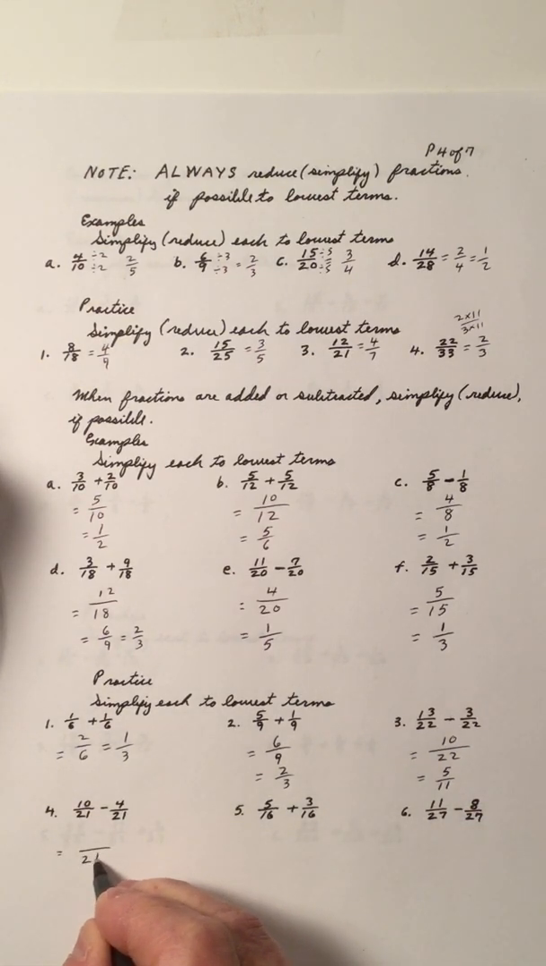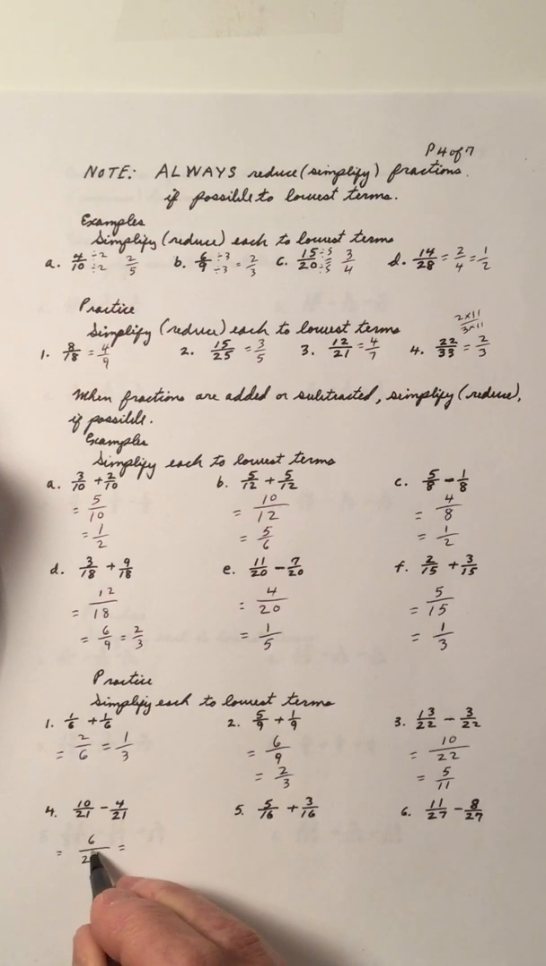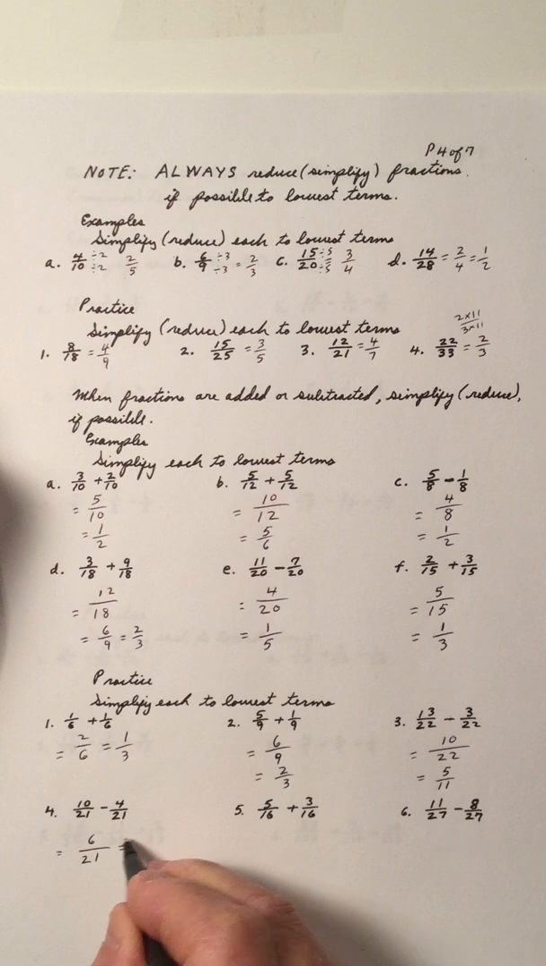Common denominator is 21, write it down. 10 subtract 4 is 6. 6 and 21 have a 3 as a common factor. 3 into 6 goes 2. 3 into 21 goes 7.